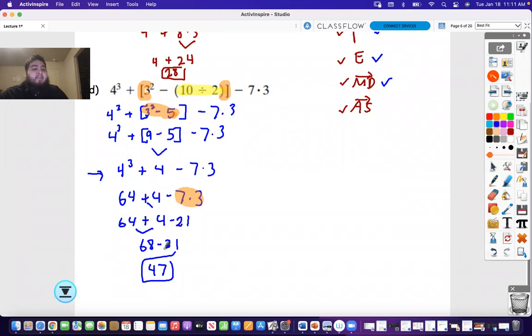Like right here, 68 minus 21. I see that there's no parentheses. I see there's no exponents. I see that there's no multiplication. And you know which step you're on. You know what I mean?